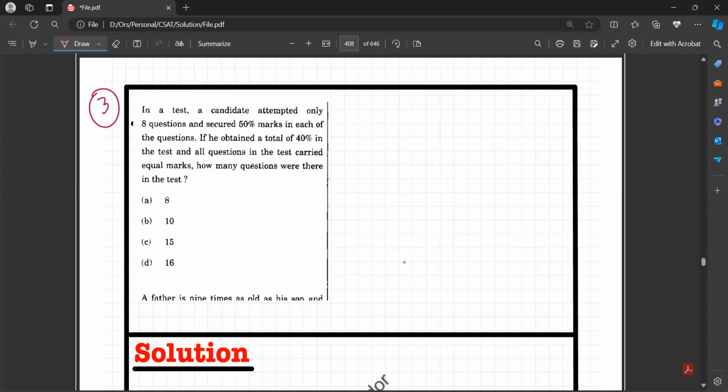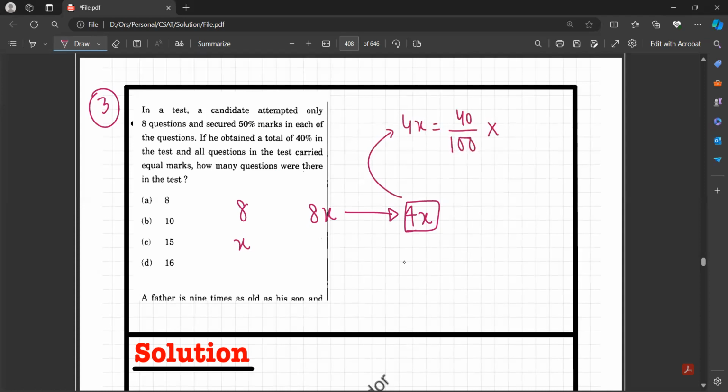In a test, a candidate attempted only 8 questions and secured 50% marks in each question. Appeared 8 questions. Let the marks in each question be x. Total marks becomes 8x. Scored 50% of the marks in each question, so the mark scored is 4x. If he obtained a total of 40% in the test, so 4x is equal to 40 by 100 into kx, k being the total number of questions.